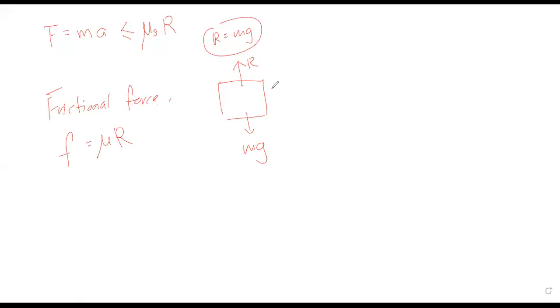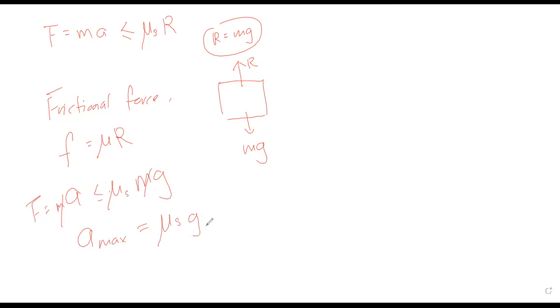So from here, R is equal to mg because we use the normal reaction, right? So from here, we can set F equal to ma, where F is less than or equal to mu_s R, and R is equal to mg, right? Cancel the m, and we get that a maximum will be less than or equal to, that means a maximum will be equal to mu_s times g.